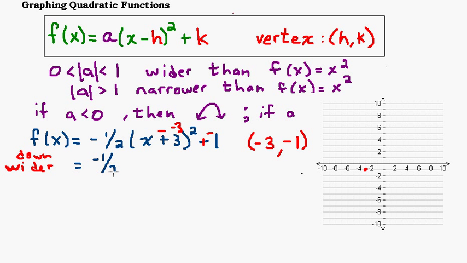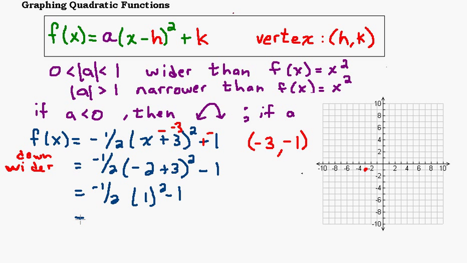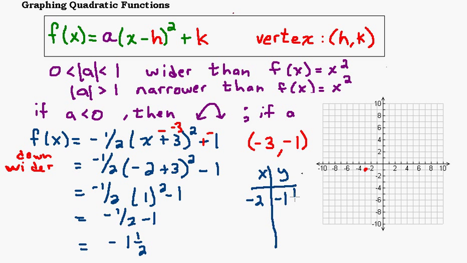So I'm going to do -1/2 times (-2 plus 3) squared minus 1, which gives me positive 1 squared minus 1. So 1 squared is 1. Negative 1/2 times 1 would be negative 1/2, take away 1 would be negative 3/2. So I have a point at, let's see, the x value I put in was negative 2, and the y value I got was negative 3/2. Then I'm going to flip this over my axis of symmetry, and I'm going to get negative 4, negative 3/2. Okay, so you kind of get 2 points for 1.